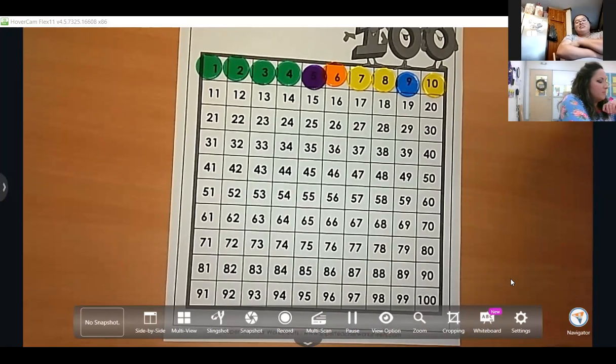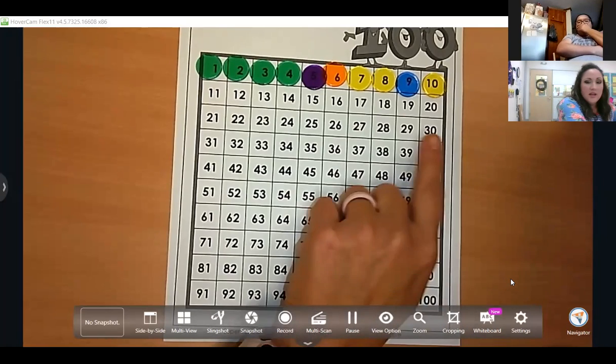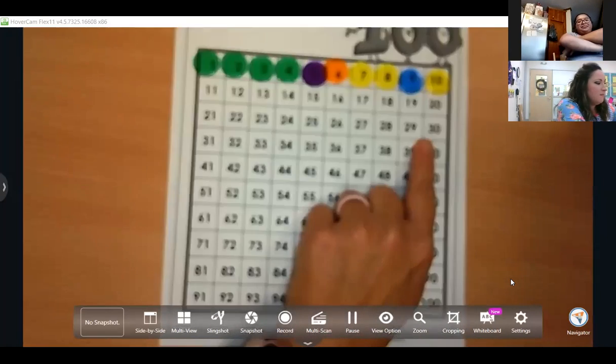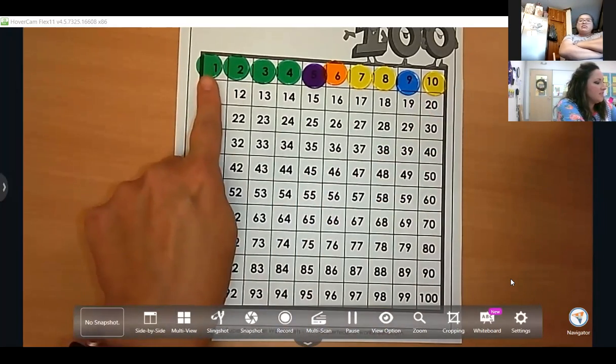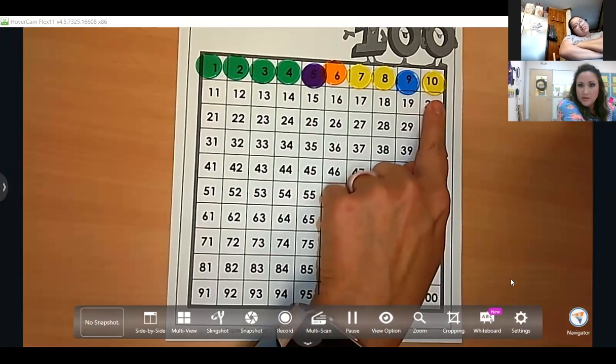One thing to have a good number sense, you want to make sure that when they're counting by tens, they know that there are 10 ones that represent that 10.